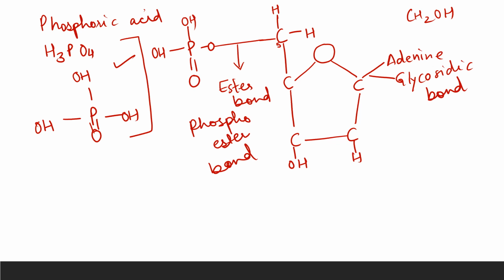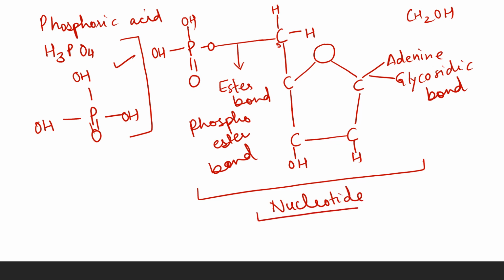This is a characteristic bond, right? This is a characteristic bond which is made between carbohydrates. So this is a glycosidic bond. Now this whole structure is known as nucleoside. Oh, sorry, nucleotide.